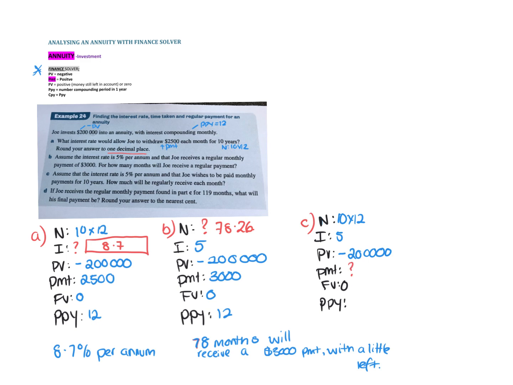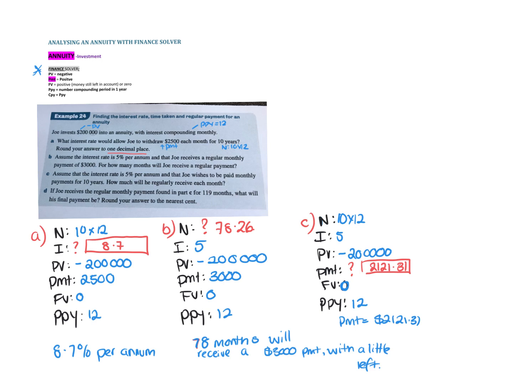Sorry, and FV is going to be 0 because we want to zero it off at monthly. So if we do that, we're going to see this number he's going to receive. It's positive because it's his money and the bank's giving it back out to him. So he's going to get a payment of 2121.31.